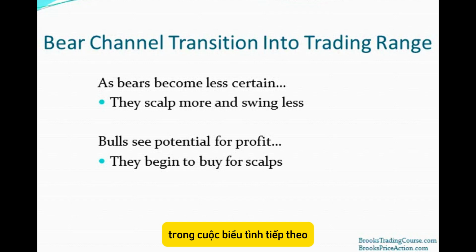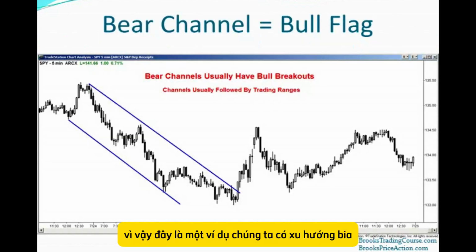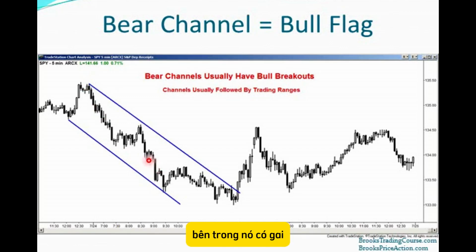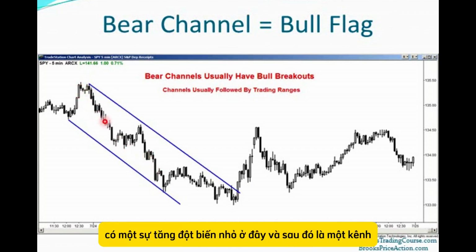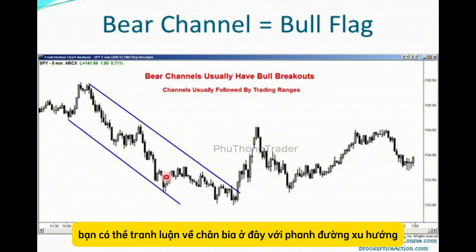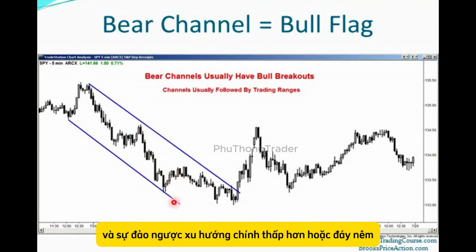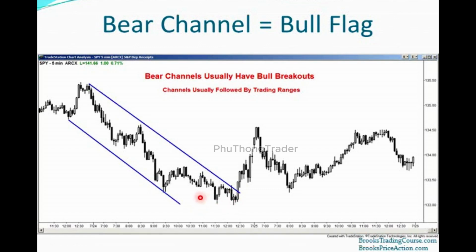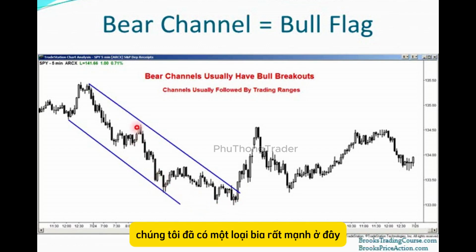So here's an example. We have a bear trend. Within it there were spikes. There was a small spike here, and then a channel, and then a bigger spike, another spike, and a weaker channel. You could argue a bear leg here with a trend line break and a lower low major trend reversal, or a wedge bottom. In any case, we had a very strong bear here, and we started to channel down here, and you can see tails on the bottoms of the bars, strong reversal bar here, another one here.